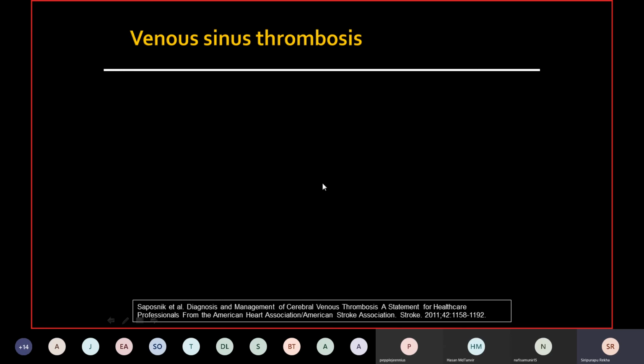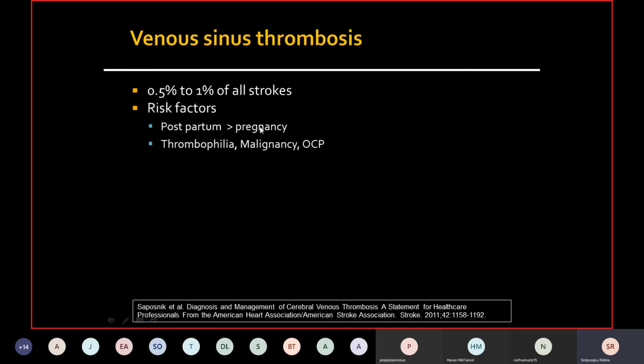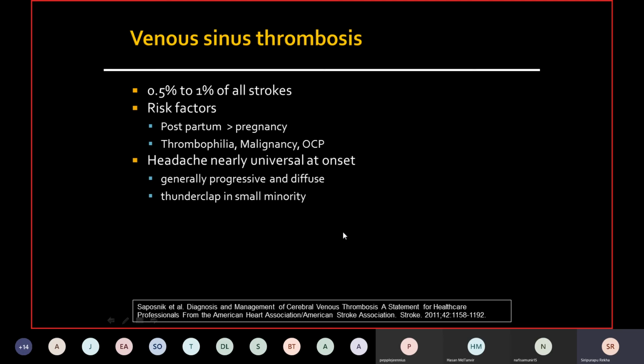So venous sinus thrombosis. I put this slide in because I knew there would be more neurosurgeons than neurologists here. It's an uncommon indication of stroke, but nevertheless a very important one not to miss. Risk factors are postpartum and pregnancy, more so postpartum, and underlying thrombophilia. Headache, they say, is nearly universal at onset. In a small minority, you can have a thunderclap headache, but seizures, for me, are alarm bells, and I'm very careful when I'm given the history of seizures.